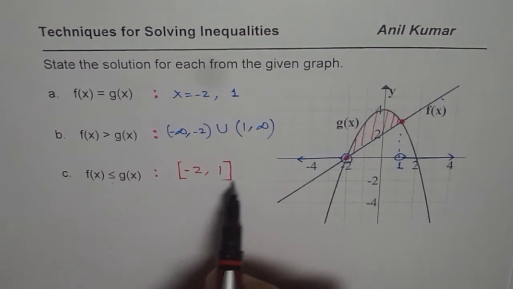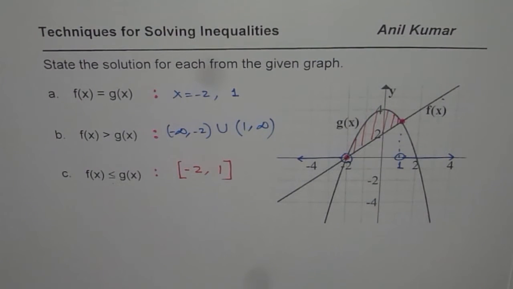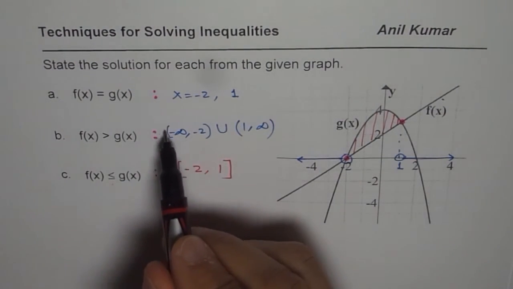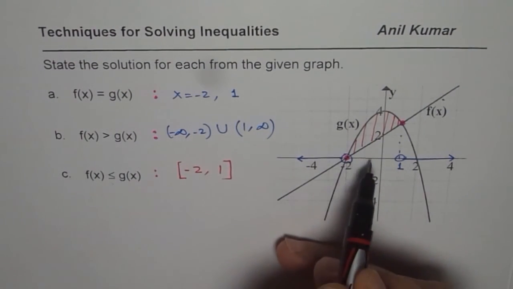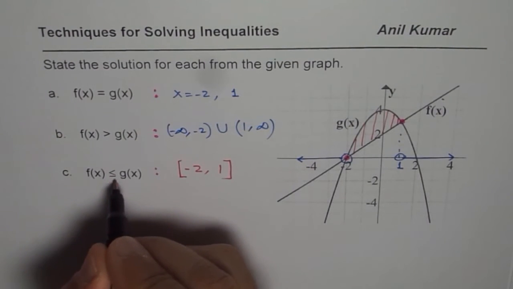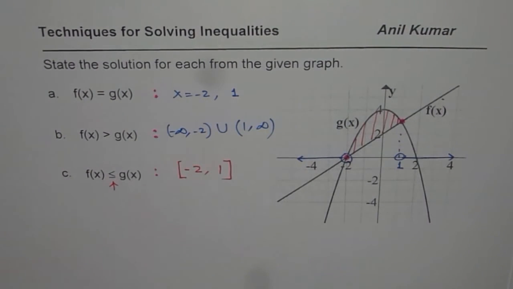So square brackets means both included, right? And if we do not have to include them, we put those round brackets. So square brackets means both included. That is because it is less than or equal to, correct? So that is how we can straight away read the values from the graph and write our answer.